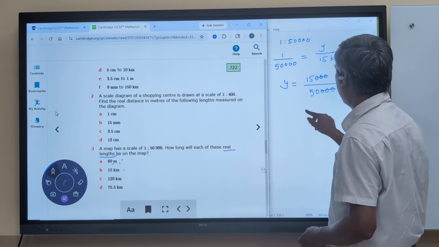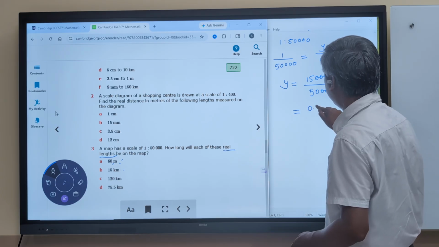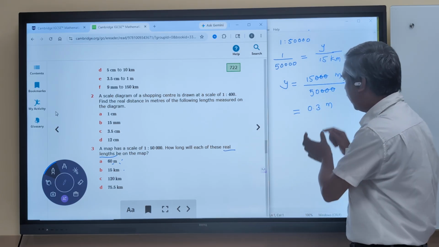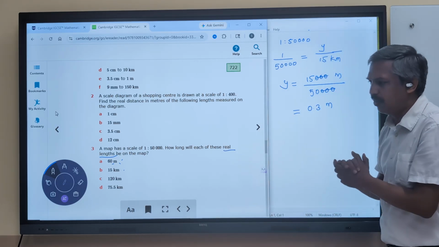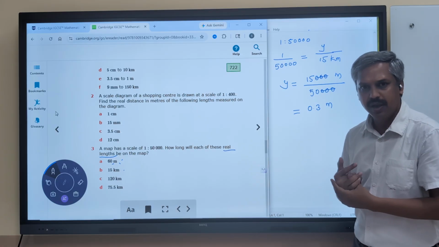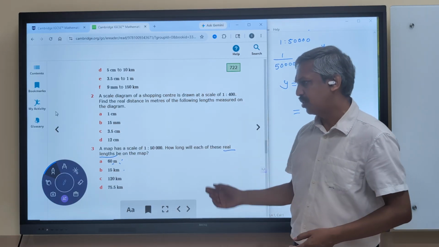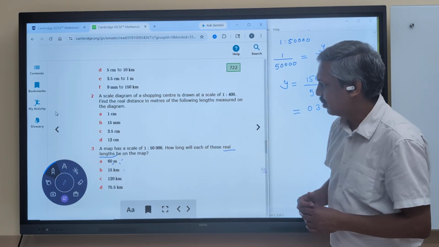3 upon 50 is 0.3 meter, which is either 20 centimeter or you can say that 0.3 meter, which is fine. Accordingly, you can get the next questions. Let's see the next problems.